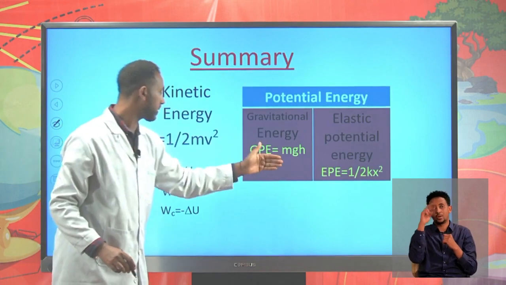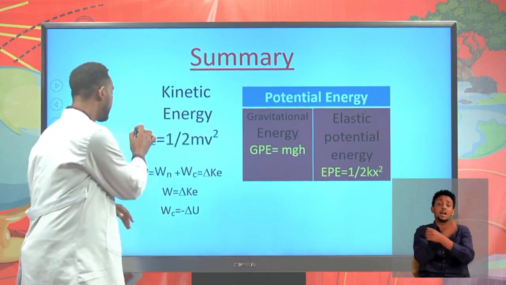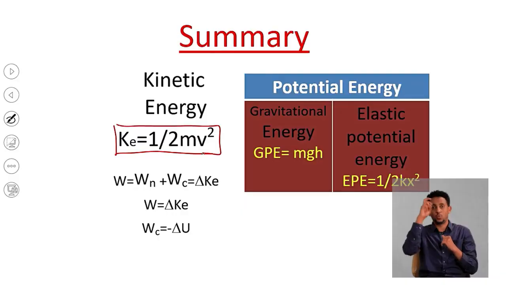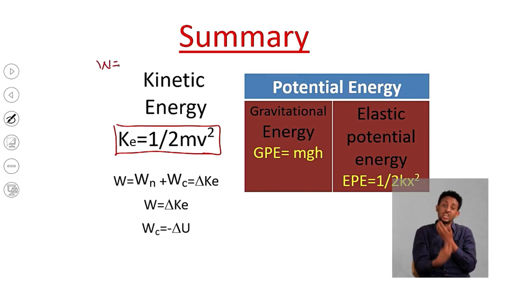We can summarize it here. Kinetic energy is generally given as 1/2 mv². Whereas potential energy is categorized into two: gravitational and elastic potential energy. Gravitational potential energy is mgh, whereas the elastic potential energy can be given as 1/2 kx². So these are the forms of energy that we mainly focus on.